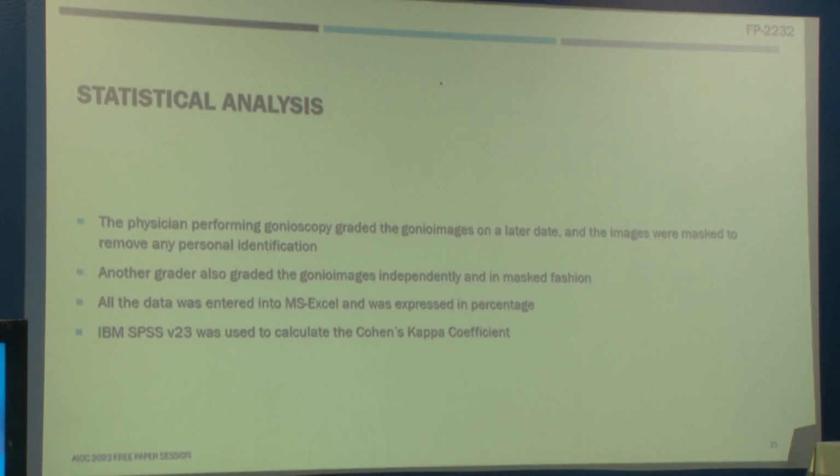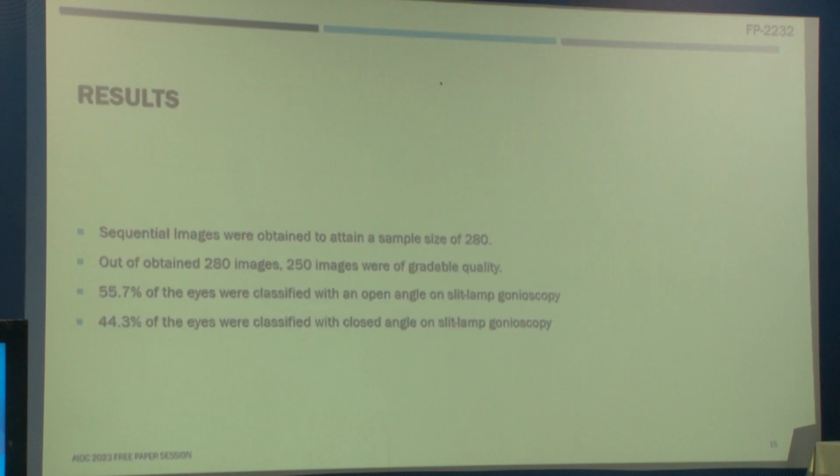The physician performing gonioscopy graded the gonio images on a later date, and the images were masked to remove any personal information. Another grader also graded the gonio images separately, so that we have inter-observer agreement as well. All data was entered into MS Excel and was expressed in percentages, and then IBM SPSS version 23 was used to calculate the Cohen's kappa coefficient.